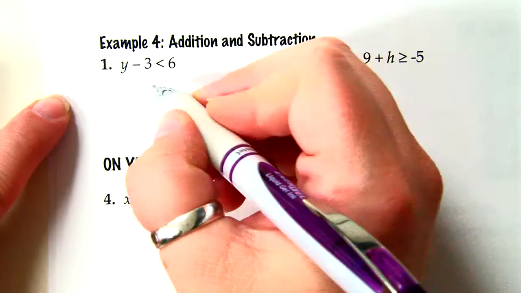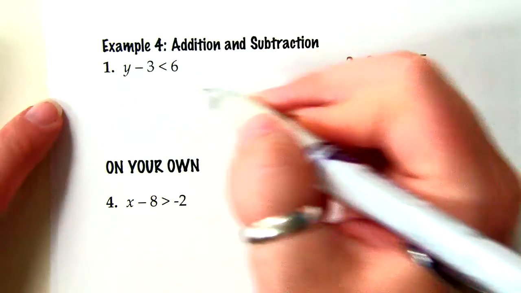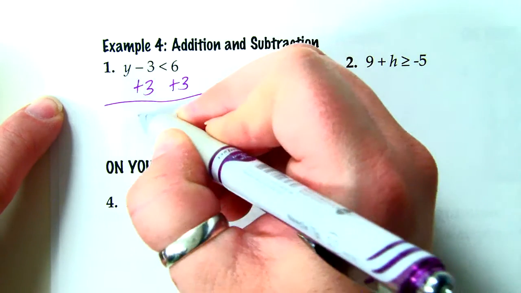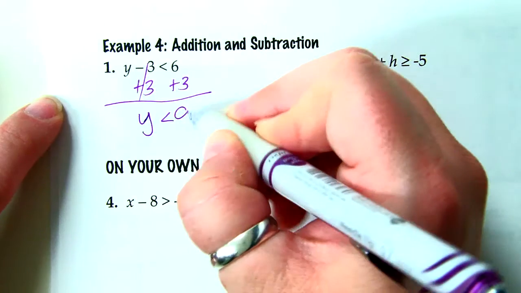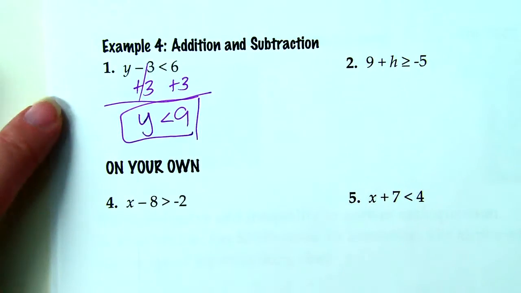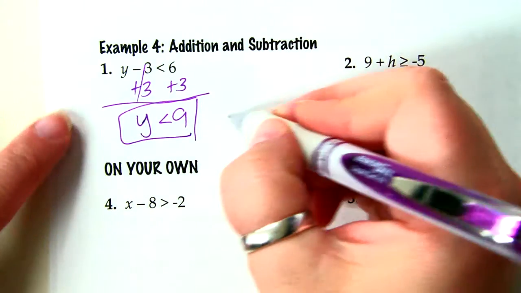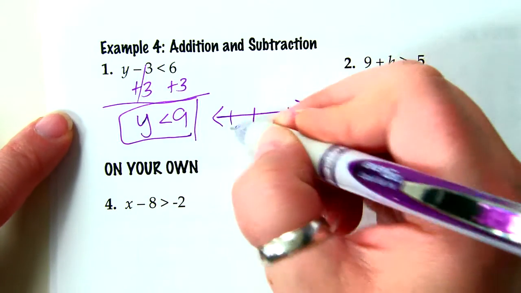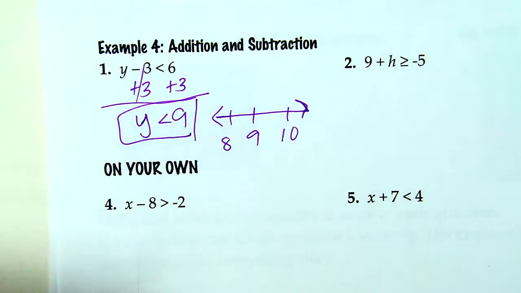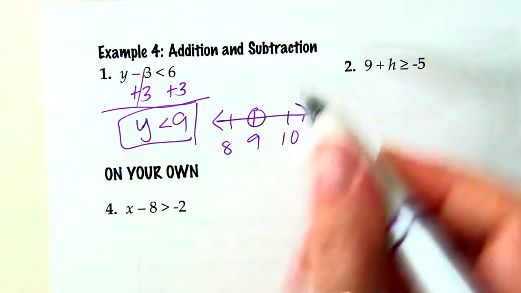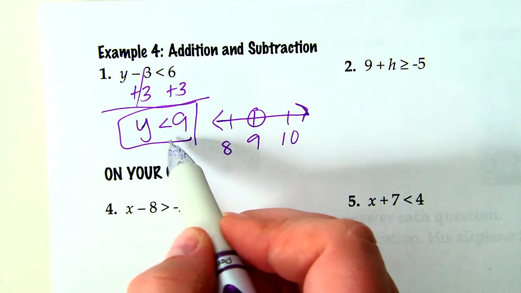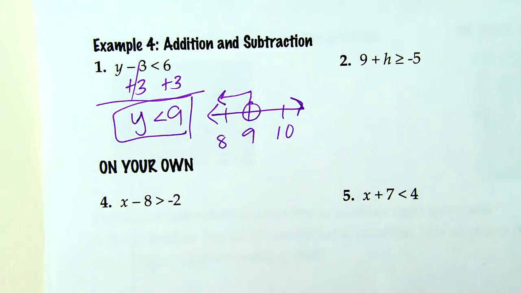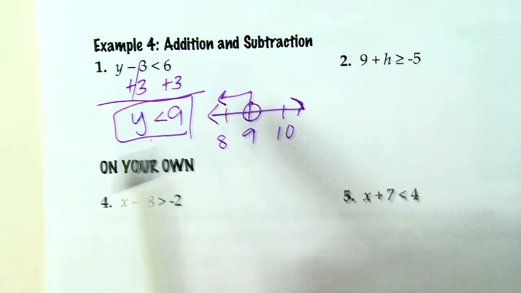They're only one-step problems. So we're going to add the 3 to get y by itself. So y is less than 9. So there's part of your answer, and then you're also going to graph it like we were just doing. So 9 goes in the middle, 10, and 8. This will be an open circle because it's just less than, not equal to, and less than would be the 8, so it goes this direction. So you need to have this answer and then also the graph.